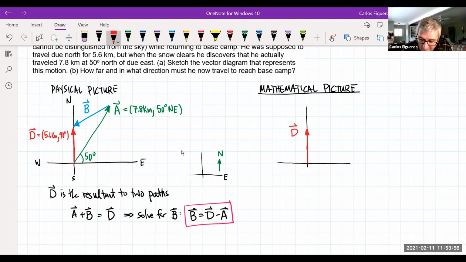So we know everything about D. So we're not interested in A, we're interested in minus A. In other words, what we want is D plus minus A. So what is minus A? If this is A here, we've got to do a reflection. So minus A goes like this here.